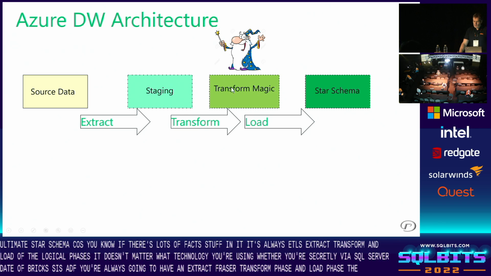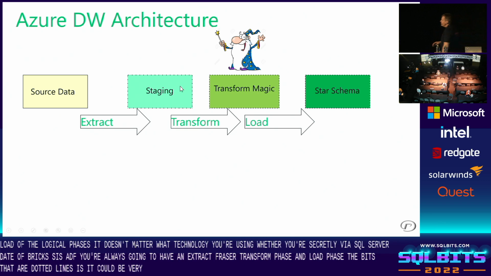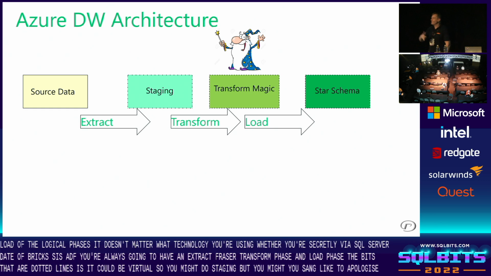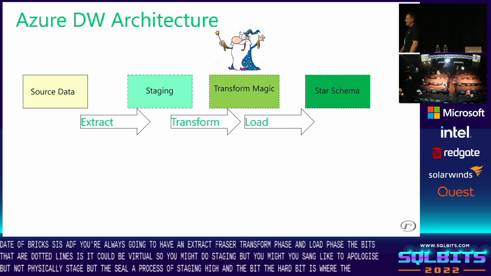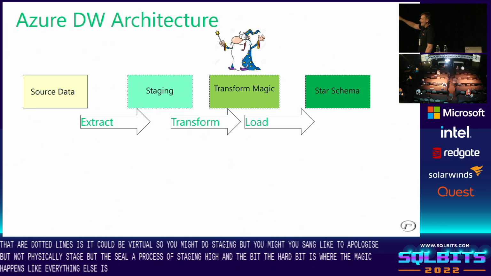The bits that are dotted lines could be virtual. So you might do staging, but use something like PolyBase, so it's not physically staged, but it's still a process of staging. And the hard bit is where the magic happens. Everything else is quite easy, actually.